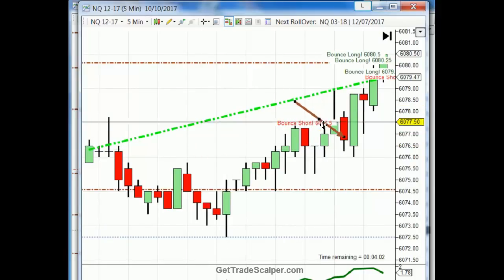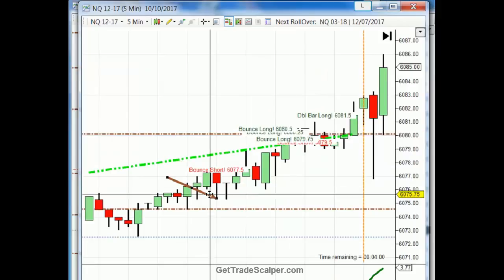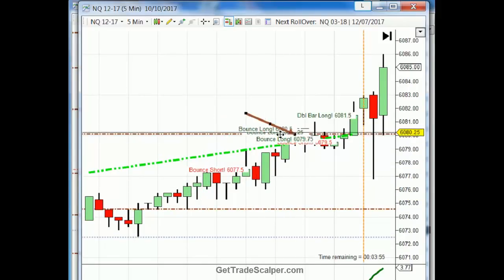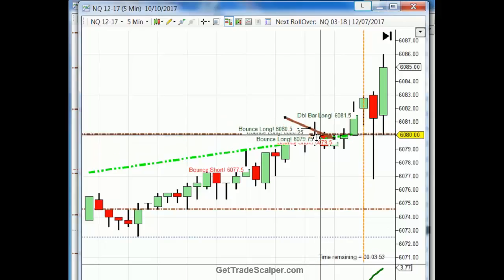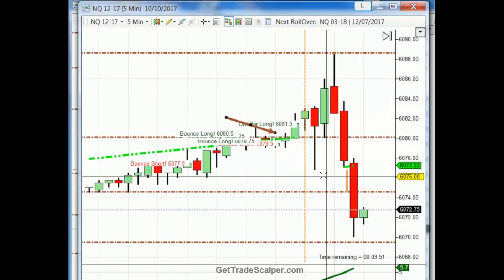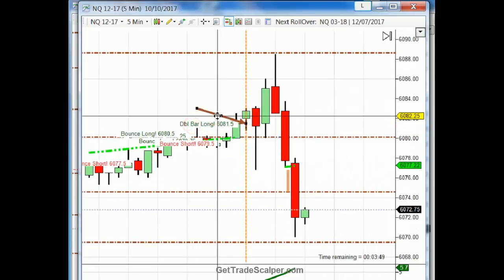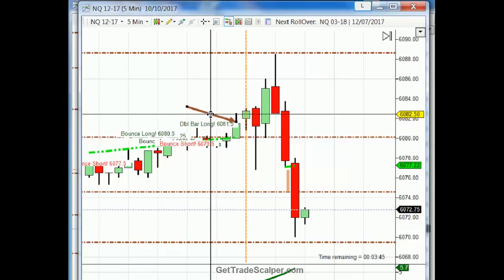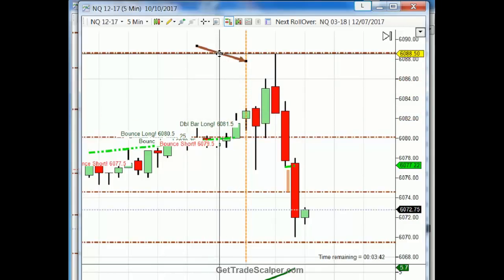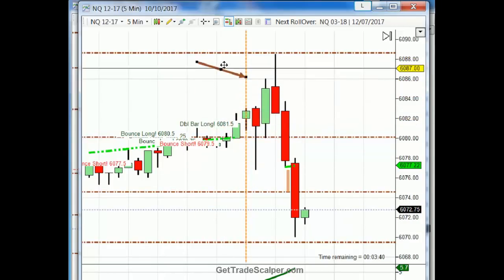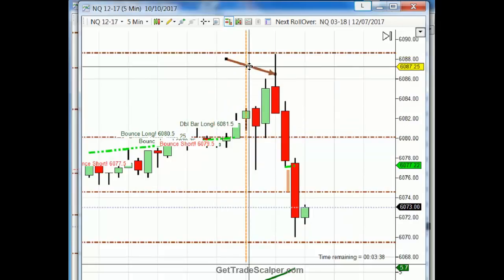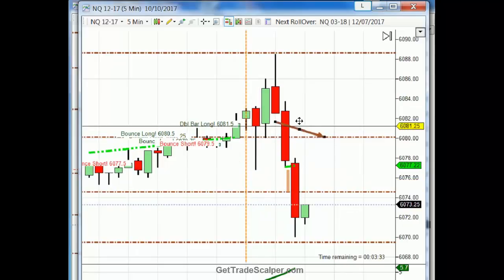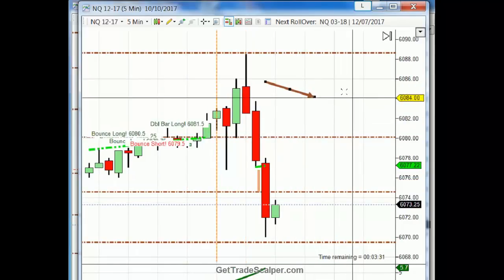Here's another bounce short down to here, and we had some bounce longs as the session was coming to a screeching halt, and we were getting ready for the New York session. So we had a bounce long here up to here. Here's the start of the New York session here, and of course the crazy wild gyrations and our little trade we did right there in the Tradescalper.